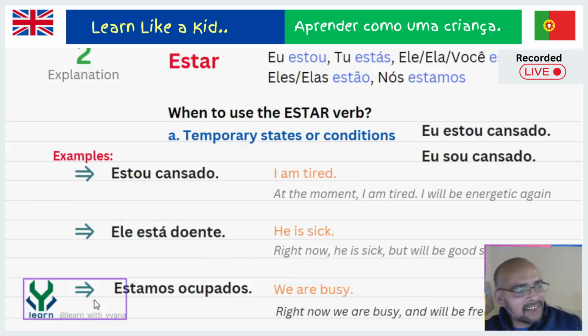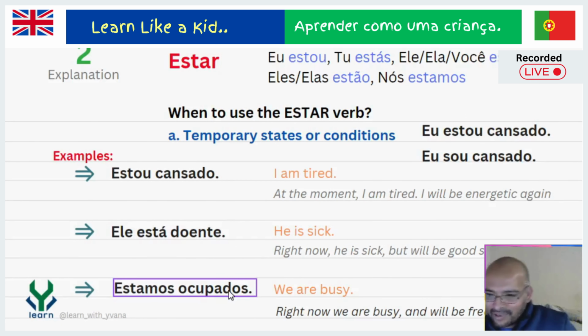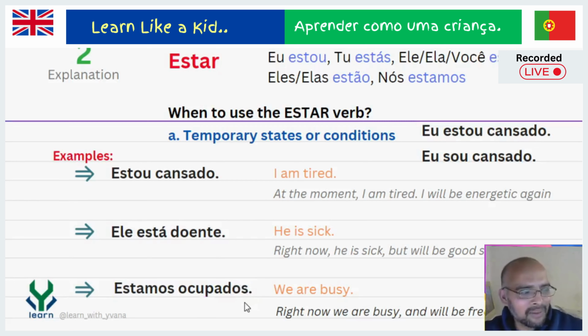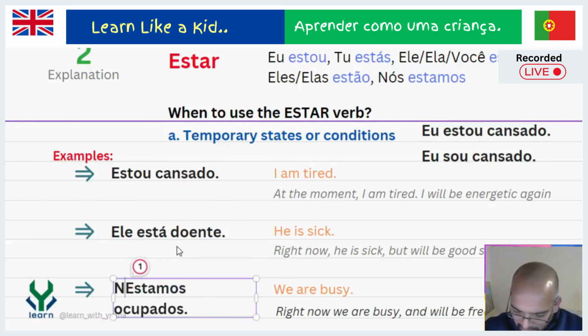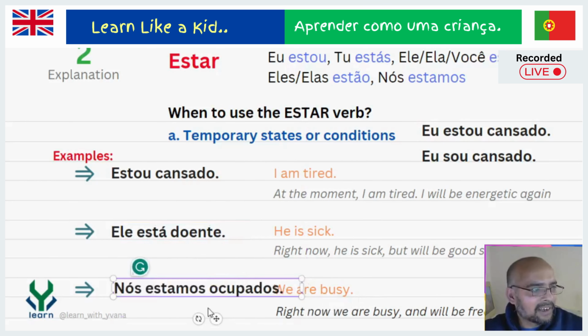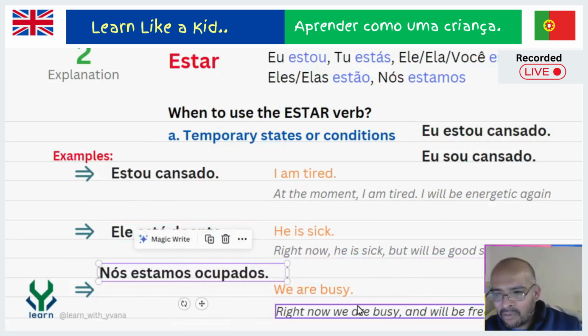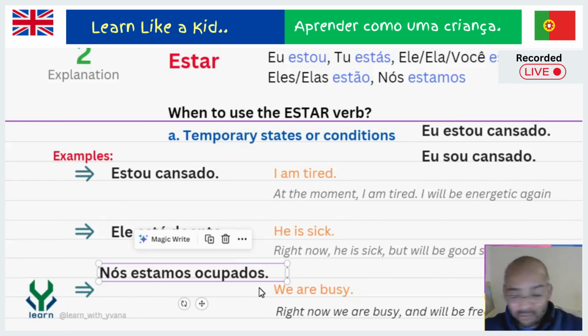Okay, another example here is estamos ocupados, right? This also tells a temporary situation. Estamos ocupados, and if we use the full word, it is nós estamos ocupados. That means we are busy now, but only for some time. Nós estamos ocupados agora, though here we don't need agora, because we say estamos. But if you say nós estamos ocupados agora, it means that at the time of talking, you are busy. You are not going to be busy the whole time. If you say nós somos ocupados, that means they are always busy, you never have time with them. Okay guys, you got it, right?